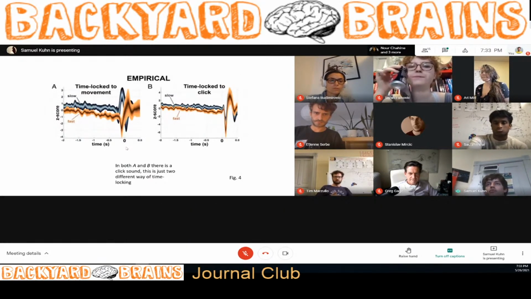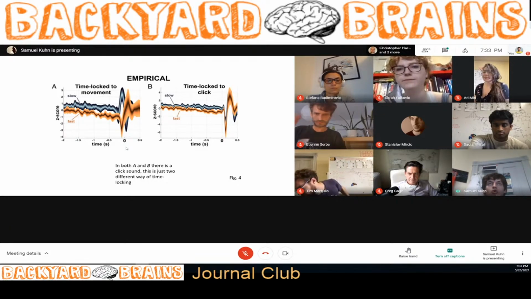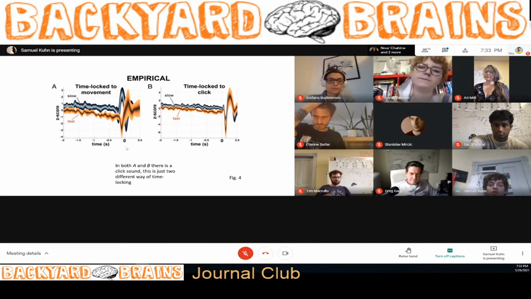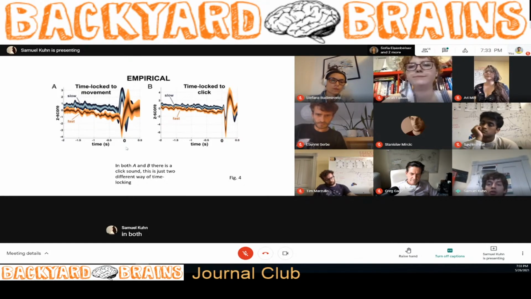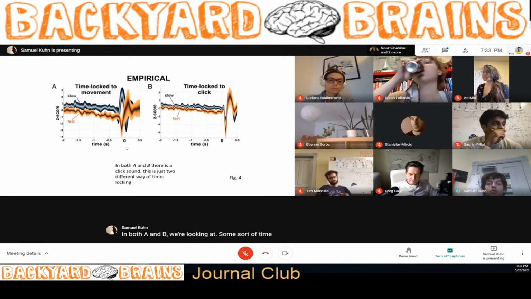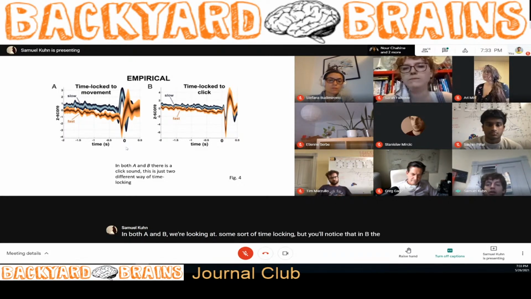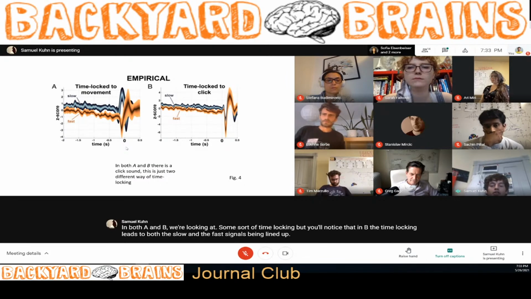So now, figure 4 was a behemoth. It was 6 separate figures, but again, it was all focused on Libet tasks. And so I want to focus in on each of them individually. I'm going to talk about A and B first, then C and D, and then A, B, C, and D together. In both A and B, we're looking at some sort of time locking. But you'll notice that in B, the time locking leads to both the slow and the fast signals being lined up. Sorry, I glossed over what those slow and fast signals are.